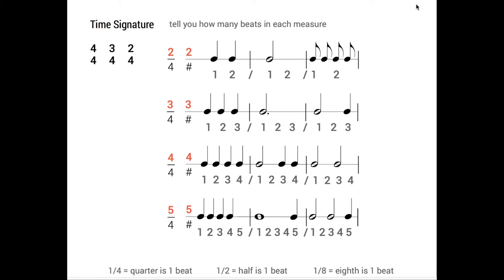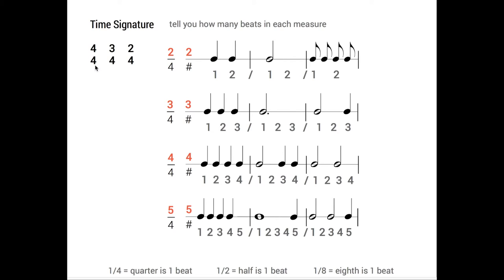Let's talk about time signature. At the beginning of a score, there are two numbers. These numbers are called the time signature, and they indicate how many beats are in a measure. These are the basic time signatures: 4-4, 3-4, 2-4. Let's find out what the differences are.